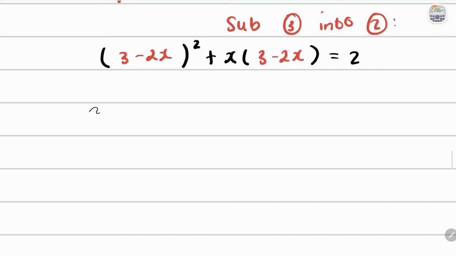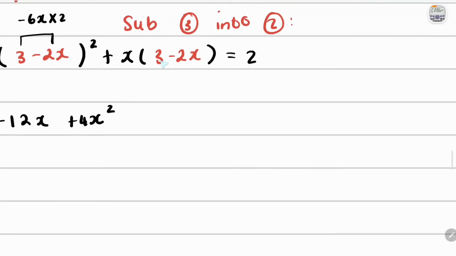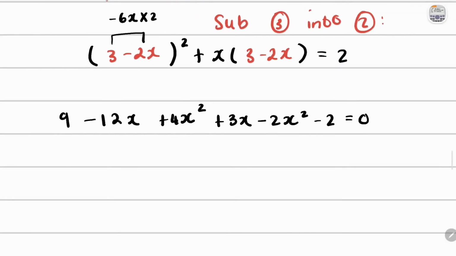Simplifying this, we square the 3 and that gives you 9. Square the negative 2x and that gives you positive 4x squared. Then first term times second term, which gives you negative 6x, and then you double that, multiply by 2, which gives you negative 12x. And then we have these, which we can distribute, and that's going to be positive 3x and negative 2x squared. Now we can just go ahead and take this over, so it's minus 2 is equal to 0.